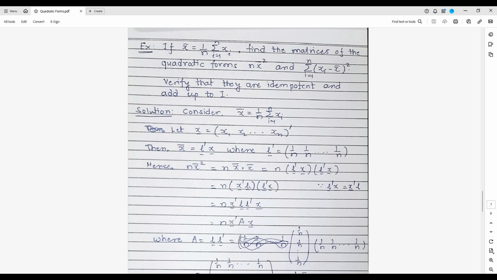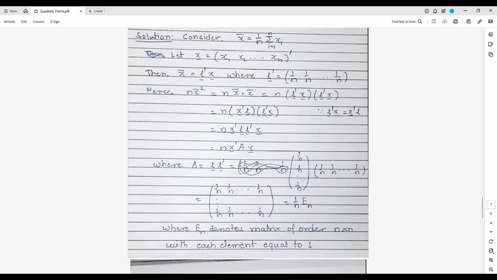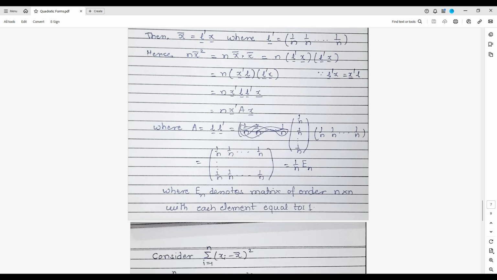So the first L prime x I am writing as x prime L, then I am multiplying it by L prime x. Small n is a scalar, so I am keeping it aside. So n x transpose L L transpose x, but L L transpose will be a matrix A of this type, which is basically a matrix which equals 1 by n E n, where E n denotes a matrix of order n cross n with each element equal to 1. So thus we can write n x bar square as a quadratic form with matrix A equaling 1 by n E n.